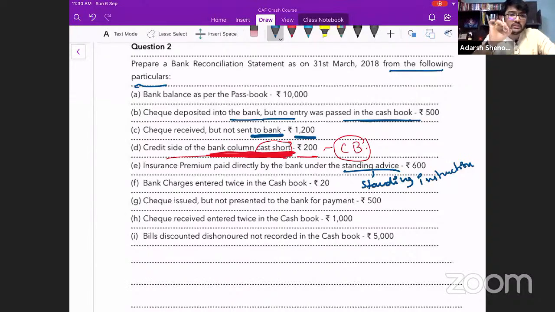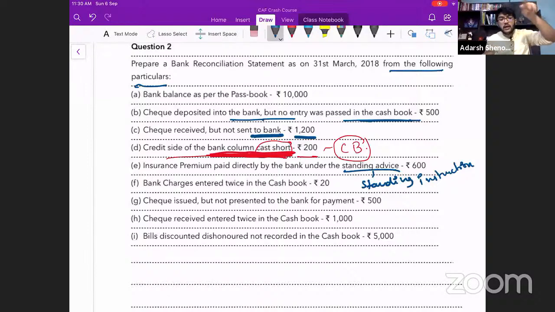Now, could you guys tell me which book has moved because of this particular transaction? The passbook or the cash book? The passbook has moved. Very good. Has it moved upwards or downwards? It has moved downwards. Wonderful. Passbook has moved downwards because the banker has made the payment. So now what should I do?